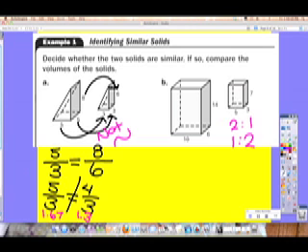Okay, question though. Now it says compare the volumes. How are you going to find the volume of this one? Capital B times H. Base times height. Do it. 10 times 6 times 14.